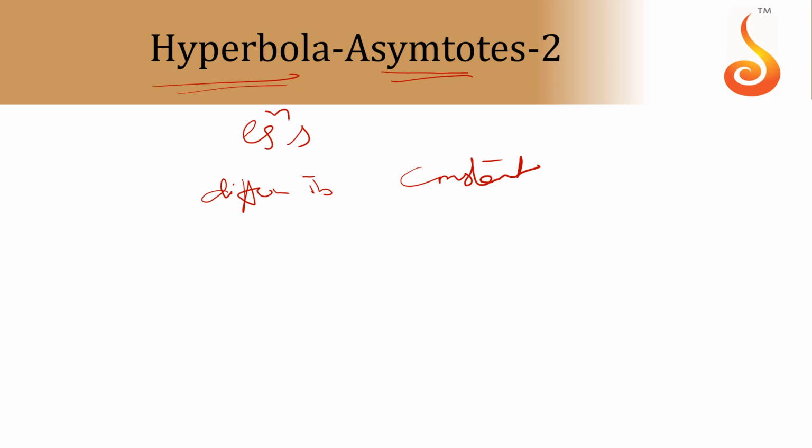Angle between asymptotes is 2 tan inverse b by a, or you can use 2 secant inverse eccentricity e. If it is a rectangular hyperbola, you know that a equal to b, or for rectangular hyperbola e will be how much? Root 2. So angle between asymptotes will be 90 degrees for rectangular hyperbola.